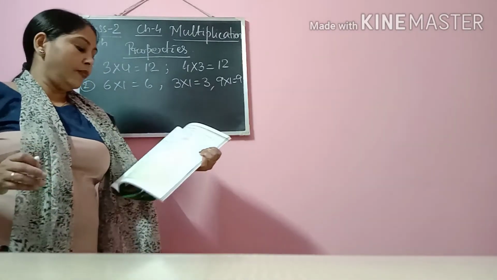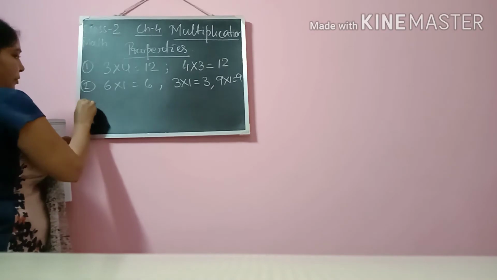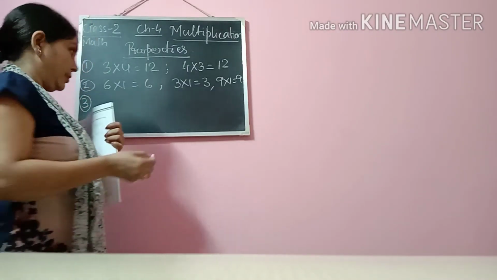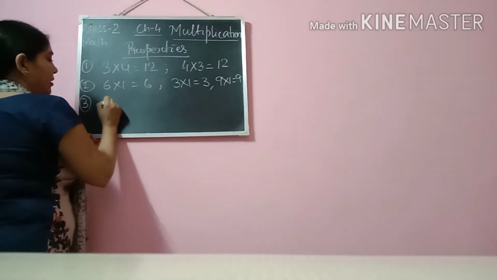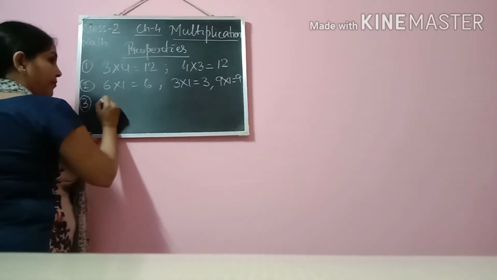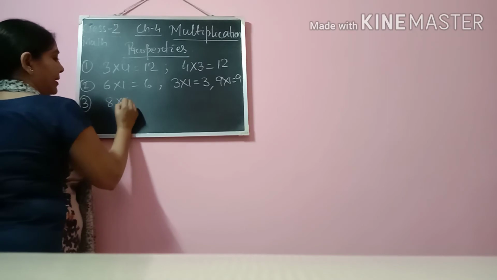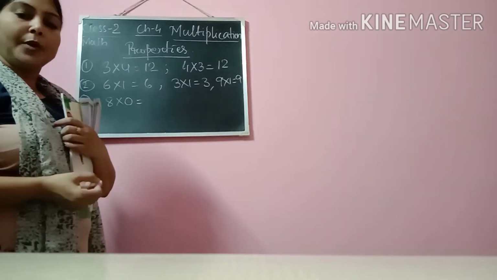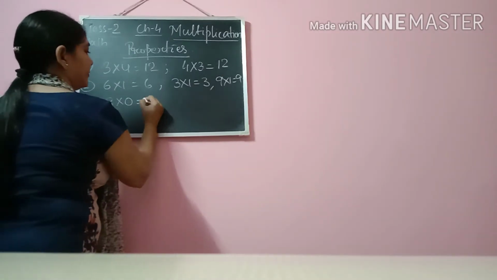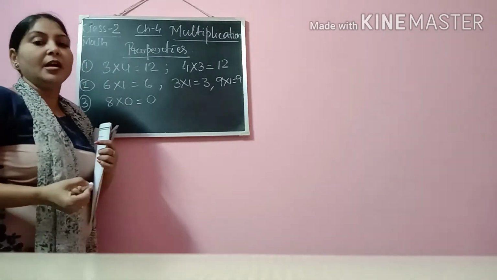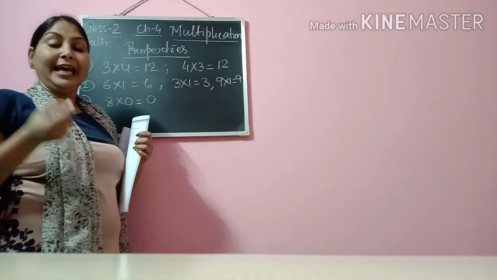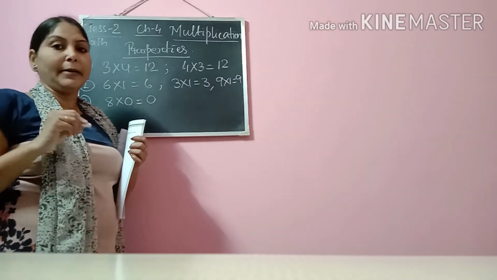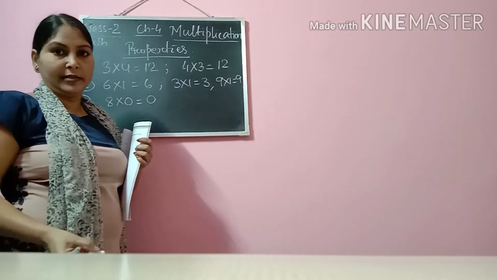Alright. Then one more property, the third property: whenever we multiply any number by 0, say for example, I am multiplying 8 by 0, what will be the answer? What will be the product? The product will be 0 only. Okay, that means whenever we multiply any number with 0, the product is 0. Not the number itself or any other answer.